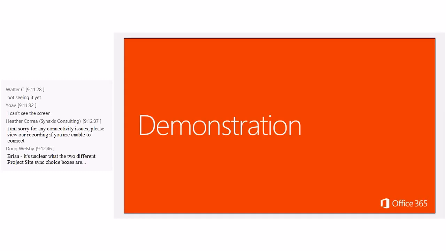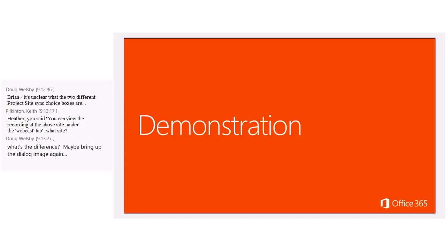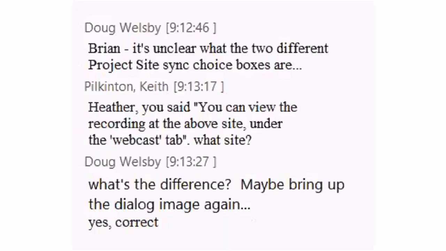So I had a question just before I go on to the next one from Doug. It's unclear what the two different project site sync choice boxes are. So just bear with me a second. So I think, Doug, you're asking about the project web app sync and the project site sync. The project web app sync is whether you synchronize permissions for PWA itself, so the home site. The enable project site sync is the one that you would use if you're looking at the sites themselves, so whether you want to sync permissions to sites.